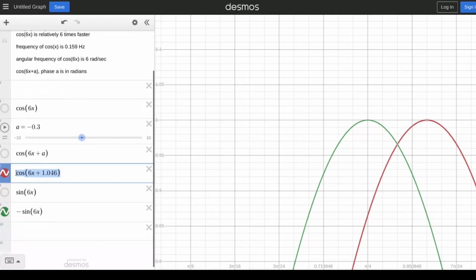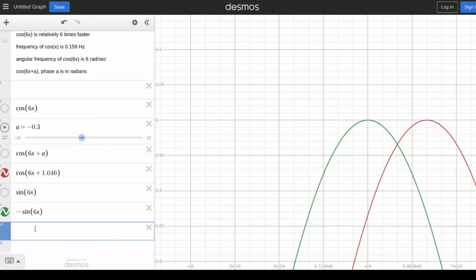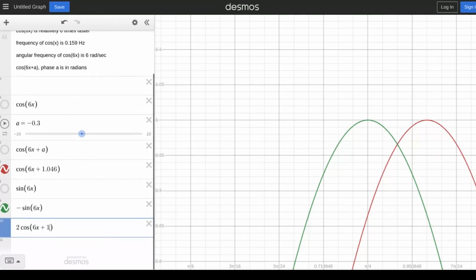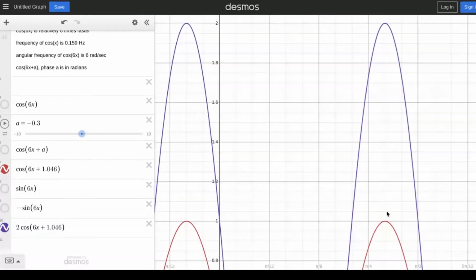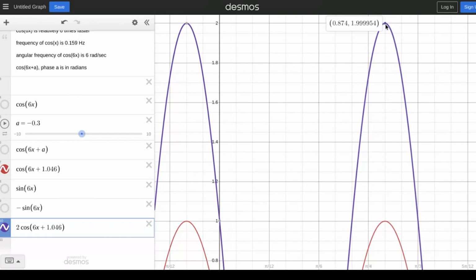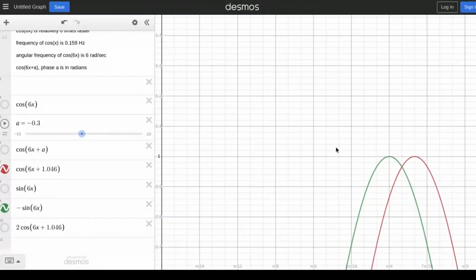Just to show that the peaks happen at the same location, I'm going to go 6x plus 1.046. Just to show that the peaks are at the same location. The amplitude doesn't matter. Peak is occurring at 0.87. The peak 1, 0.87. This peak 2 is occurring at 0.87. The peak location doesn't change. 0.87 roughly, that's where the peaks are happening. So, did anyone calculate the difference?